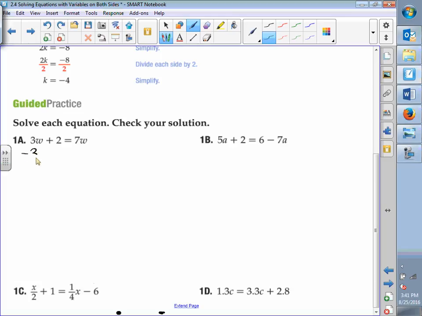So we're going to subtract 3w on both sides. And we end up, so this cancels here, with 2 is equal to 4w. Then, to get the w by itself, we will divide by 4. Very good. So, w is equal to, and I do not want you to write this as a decimal. I want you to keep it as a fraction. So this is going to be 2/4, which simplifies to 1/2.